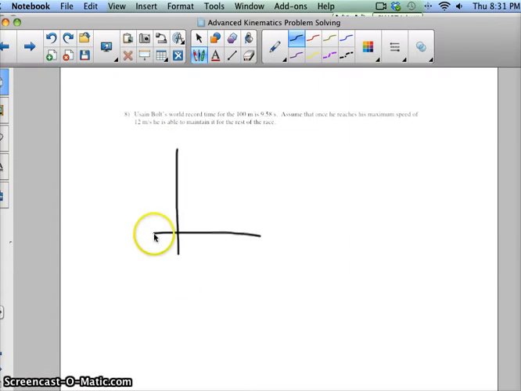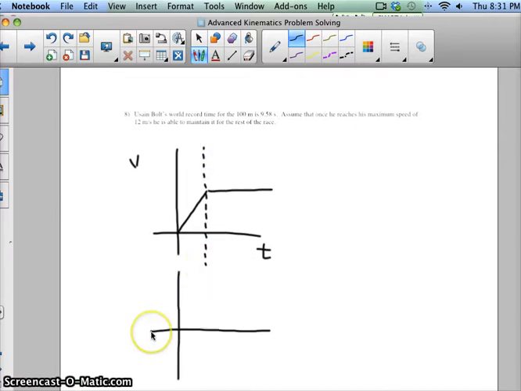So your velocity-time graph should look like that, right? And he only really has acceleration in that first piece of time. After that, his acceleration is 0, right? So let's start filling in what we can.